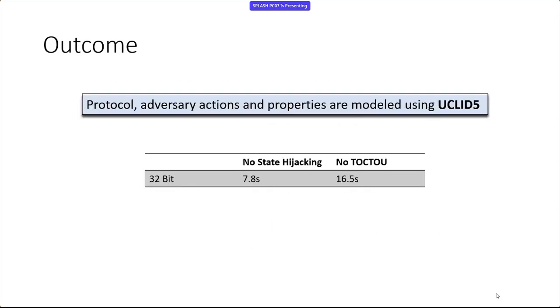So we have modeled the protocol and all the adversary action properties in the Euclid 5 modeling language. I'm just showing part of the result. We're able to verify that a given system is free of these types of attacks. We tried this on a 32-bit SOC model, and this technique was scalable because we were able to prove them in a couple of seconds.